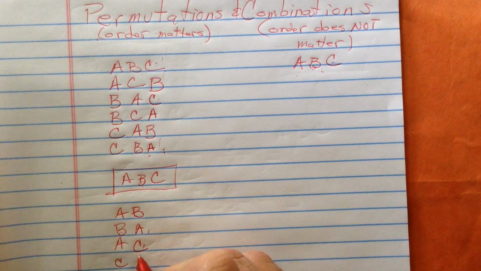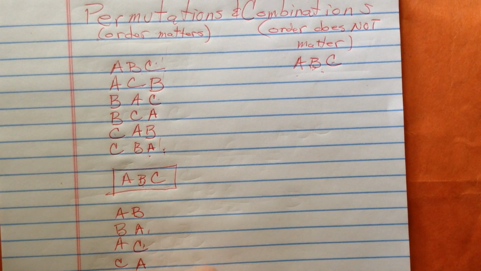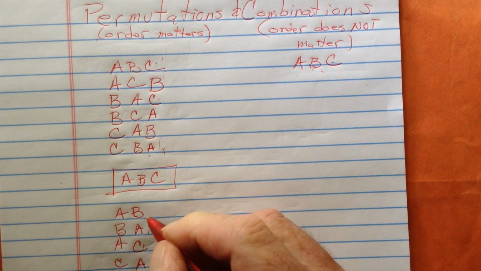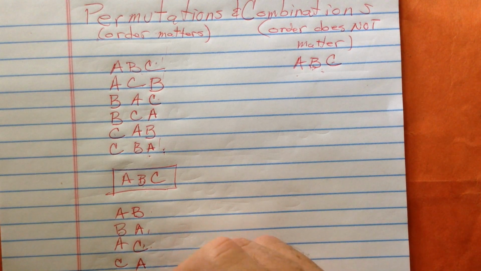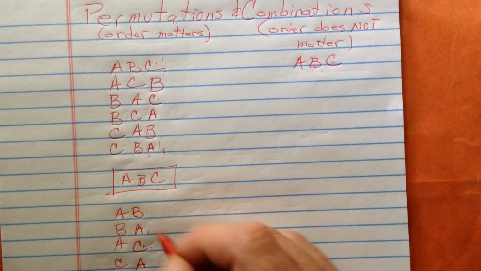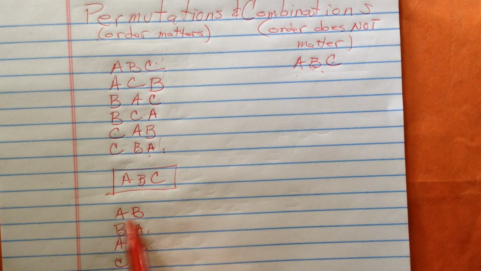Or I can put B and C together, but then I can switch them, and I have C and B. I think, yep, there's 6. 1, 2, 3, 4, 5, 6 possible permutations, different ways you can order them if the order matters.